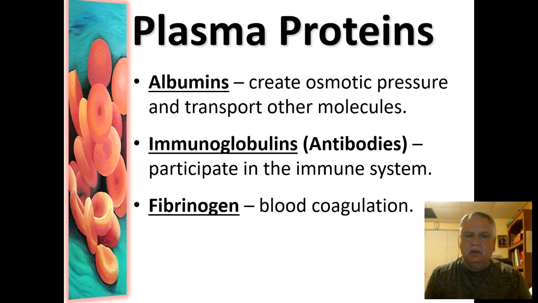And remember, this is not the end-all, be-all of the plasma proteins, but these are, we might say, the big three. And the third one is fibrinogen, which is very important in blood coagulation or blood clotting. So we're going to see fibrinogen, and we'll actually talk more about fibrinogen in this PowerPoint.